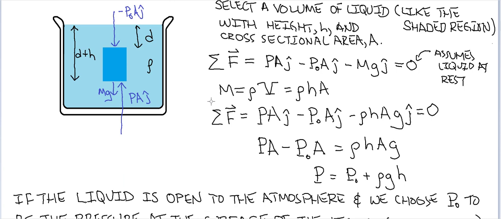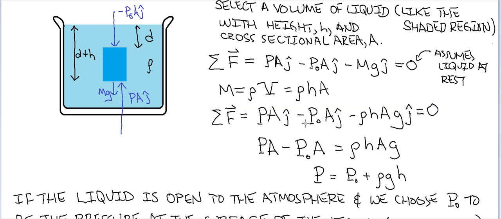So in that case, we could rewrite this equation as the pressure pushing up against the bottom surface, P A, minus the pressure at the top pushing down against the top surface, P naught A, minus m times g. But we just said that m is equal to rho times h times A. So m times g is just rho times h times A times g. And they're all acting in the j direction, right? The y direction.